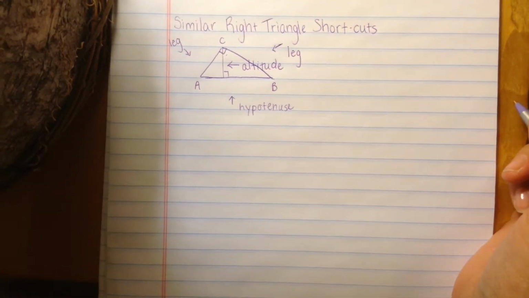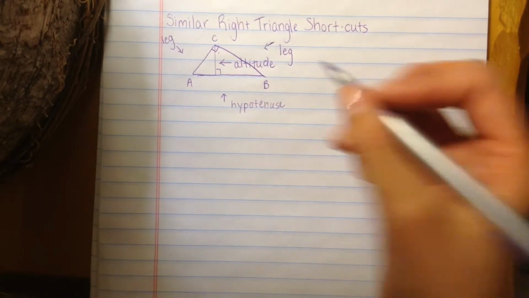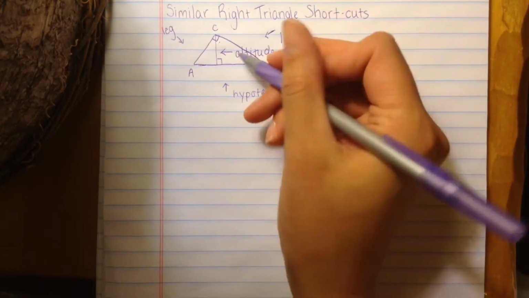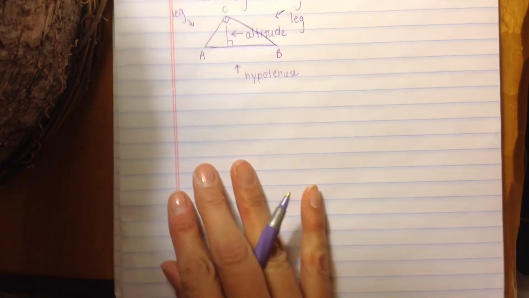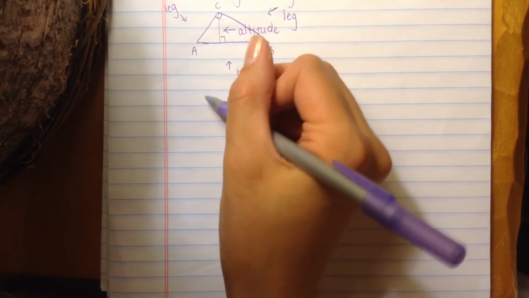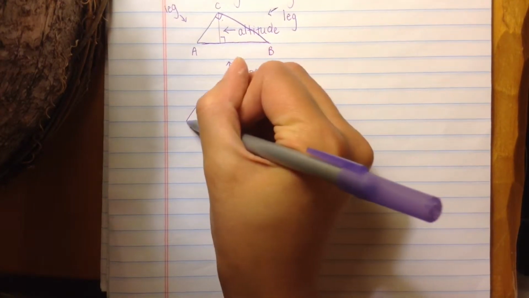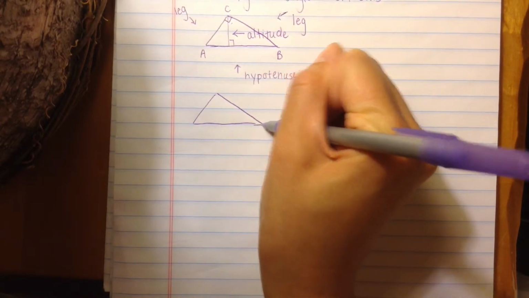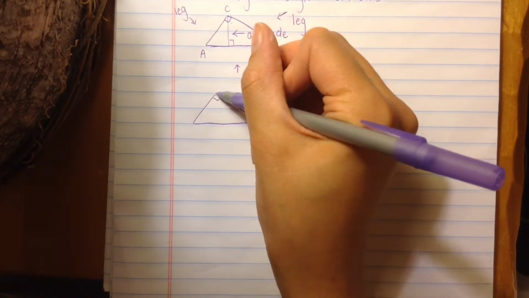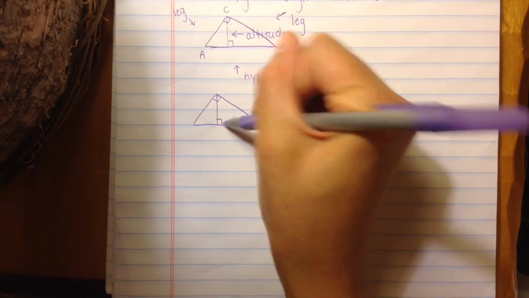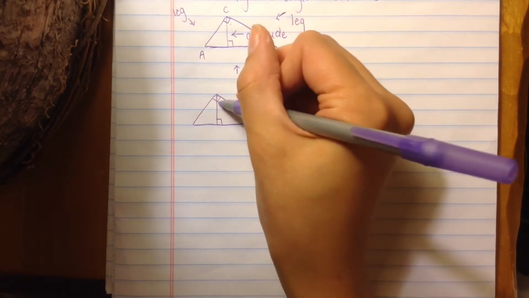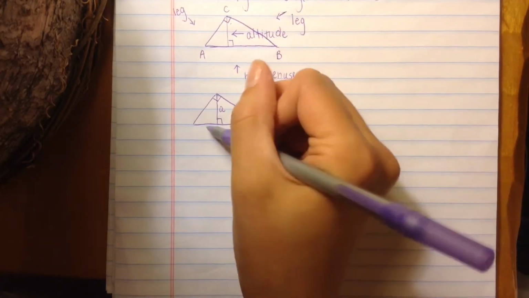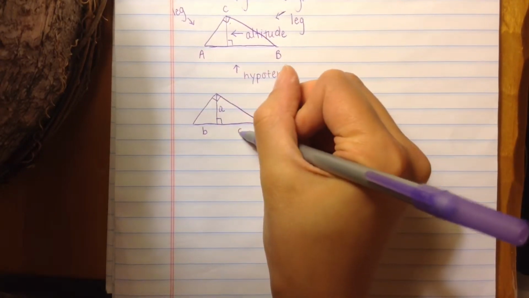And there's 3 patterns that can occur. We're going to investigate the first one. The first one is regarding the altitude. So I'm going to sketch out another triangle here, with our right angle and an altitude drawn to the hypotenuse. We're going to call the altitude, why don't we call it A for altitude? Why not? And we'll call this piece B and this piece C.